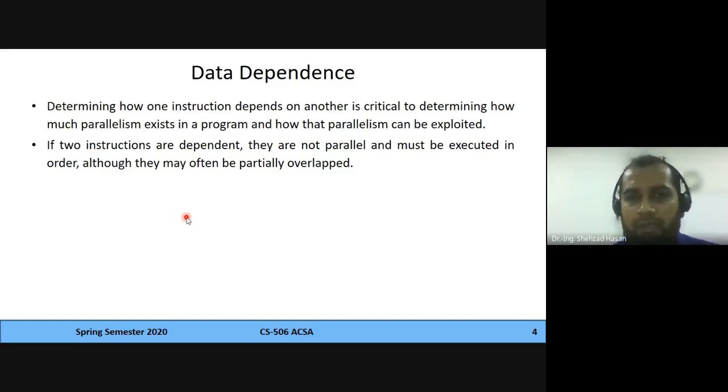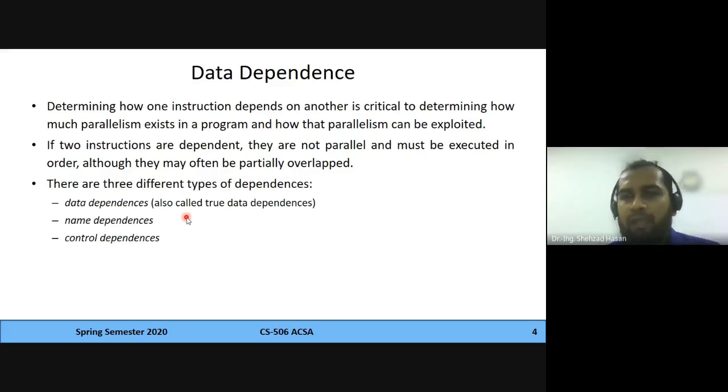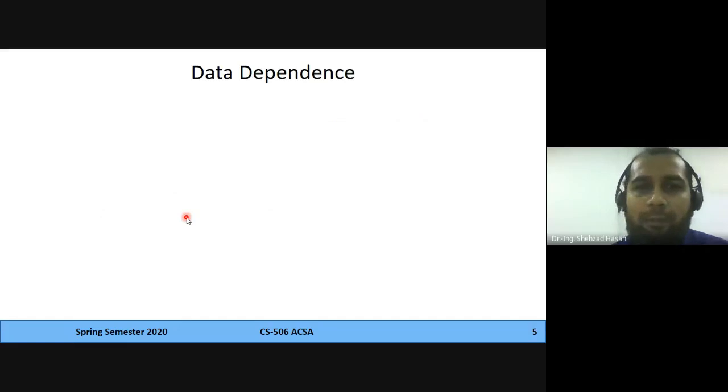If they are dependent, then the main thing we know is that they cannot execute in parallel. Even though in instruction-level parallelism we are not talking about issuing both of them at exactly the same time, there would still be some overlap between these two instructions. So dependencies control how much parallelism you can exploit in your code. There are three types of dependencies: data dependence, name dependence, and control dependence. Data dependence is also called true data dependence.